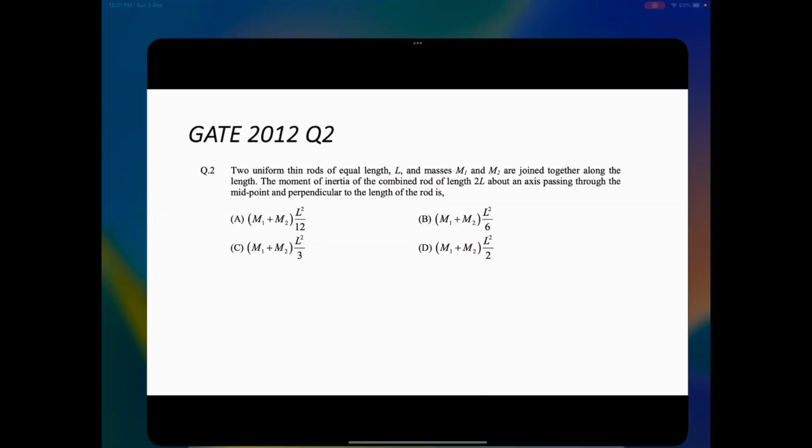So if we come back to this question, it is M1 plus M2 times L square by 3. C is the correct option for this particular problem.